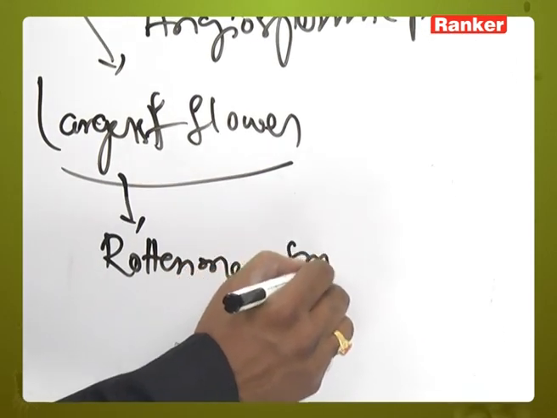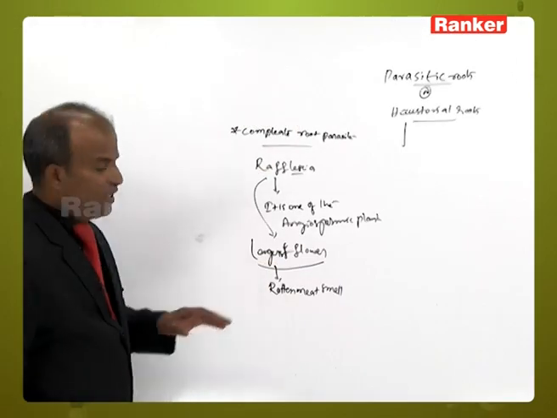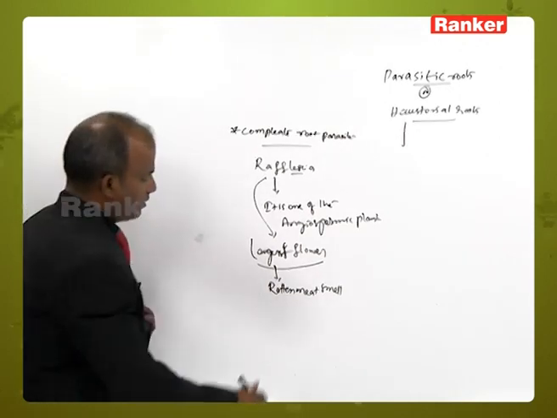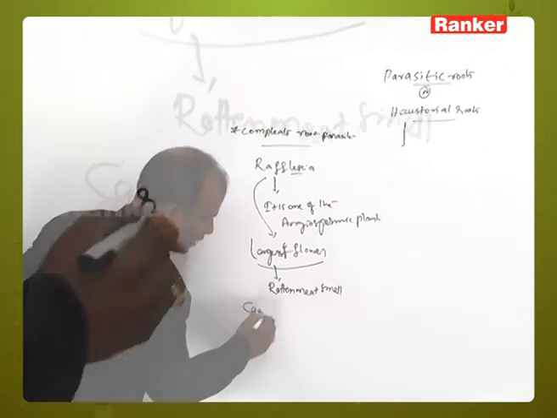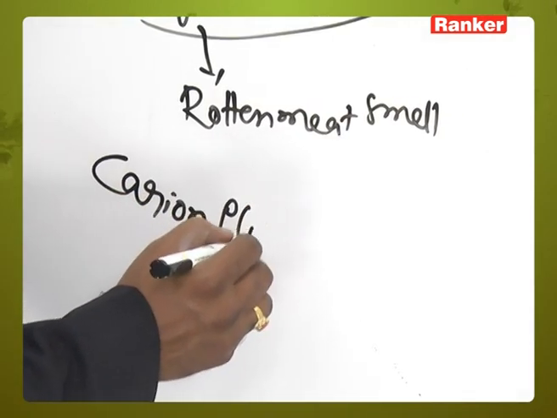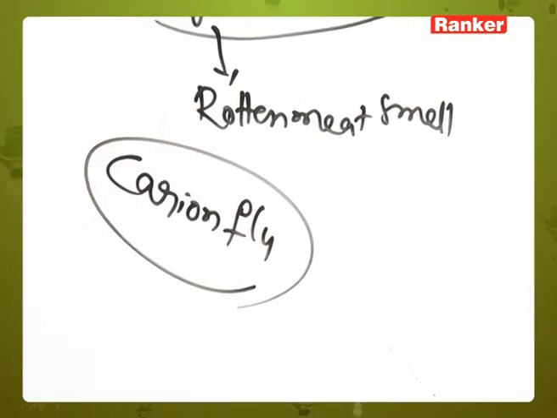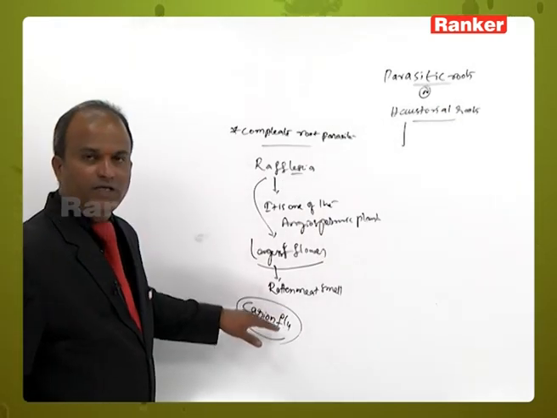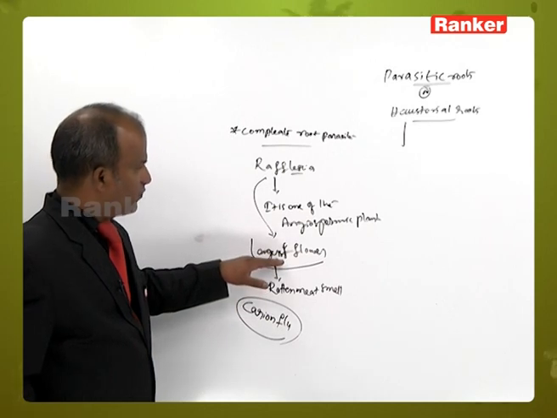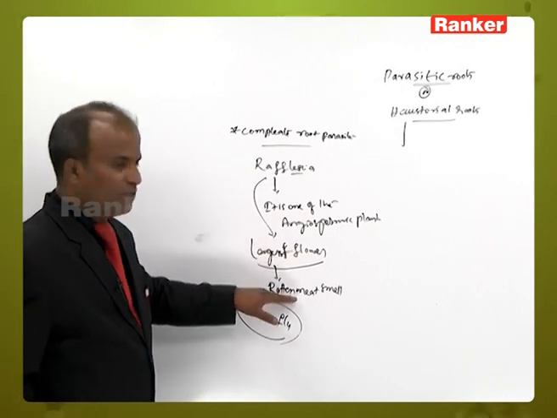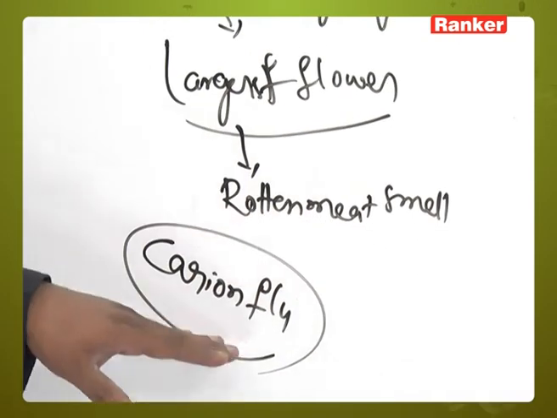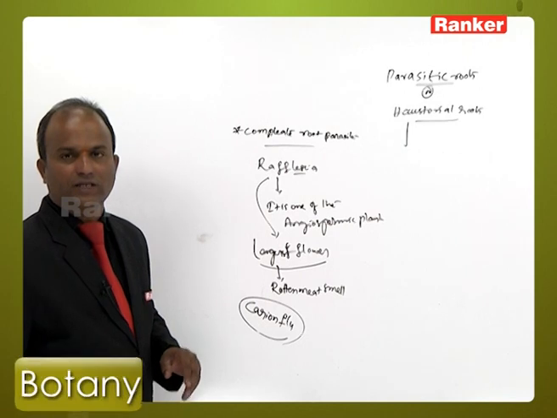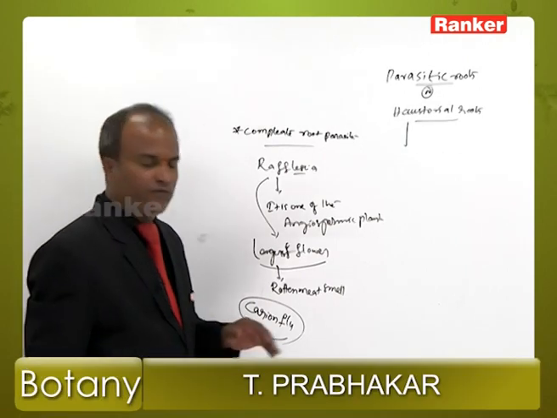That means which one plays an important role in pollination here? The insect known as the carrion fly. This carrion fly always loves rotten meat smell, due to which it is attracted towards the largest flower producing angiosperm, that is nothing but Rafflesia, due to which the pollination is done by carrion fly.